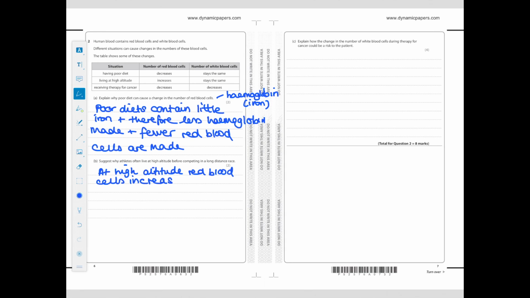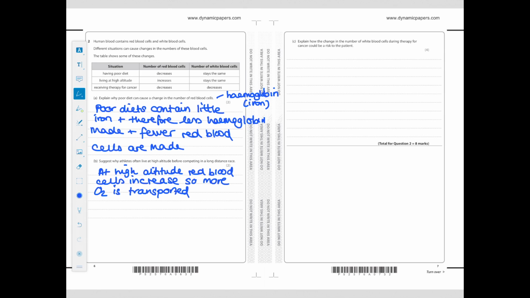So why is that good? Well, that's because of the role of red blood cells. Remember, red blood cells transport oxygen. So this means that more oxygen is transported around the body.